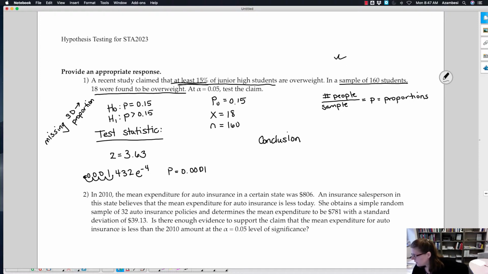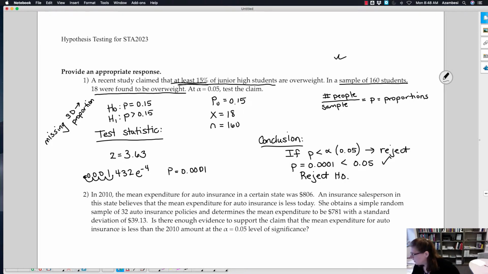your conclusion is always based on the same rule. If your p-value that you calculate is less than alpha, here that's 0.05, then we reject. If we reject, that means we have evidence of the claim. So here, p is equal to 0.0001, and it is less than 0.05. So reject.